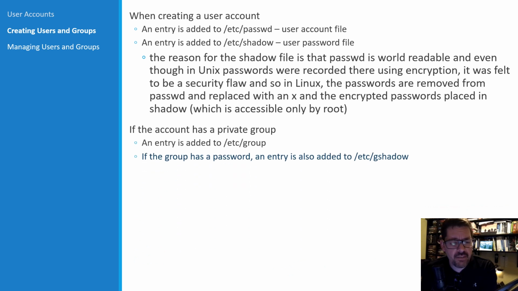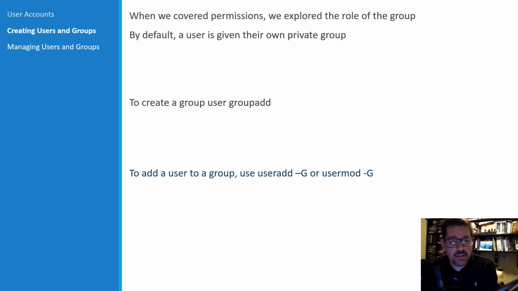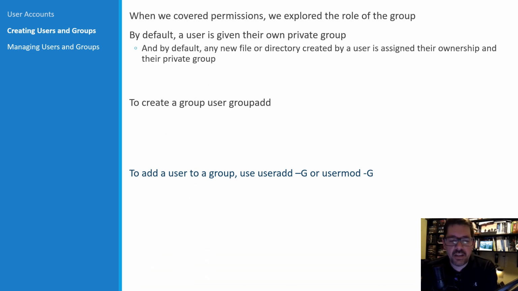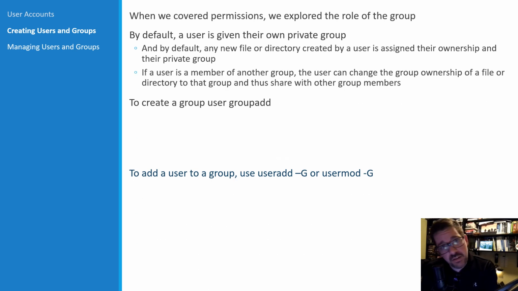If the user account has a private group, an entry would also be added in the /etc/group file, and there's also a shadow file for groups as well, if there is a password set for the group. When we covered permissions, we explored the role of a group. We're going to talk about permissions in a little more detail later in the course, but by default, the user is given their own private group, and by default, any new file or directory created by the user is assigned their ownership and their private group. But you could also put users into groups that contain many users, right? They can also be added to other groups. But by default, their primary group will always be that private group that gets created by default.